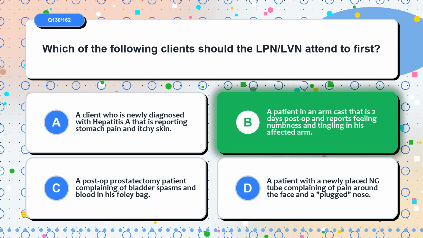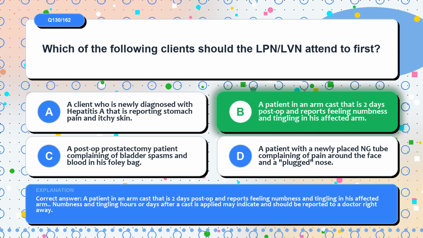A patient in an arm cast that is 2 days post-op and reports feeling numbness and tingling in his affected arm. Correct answer. Numbness and tingling hours or days after a cast is applied may indicate a serious complication and should be reported to a doctor right away.